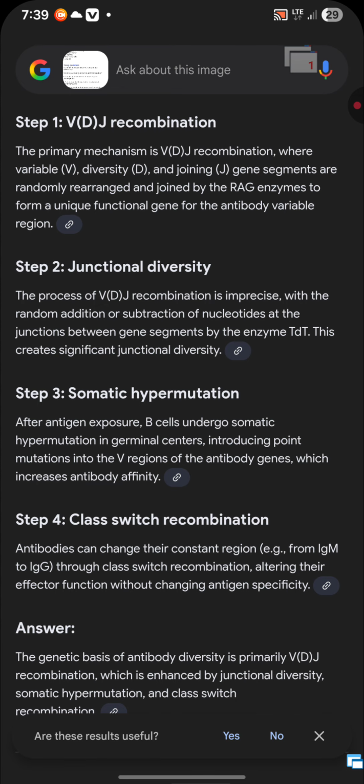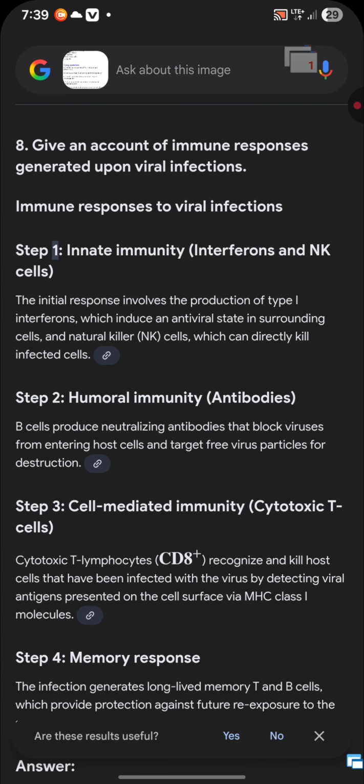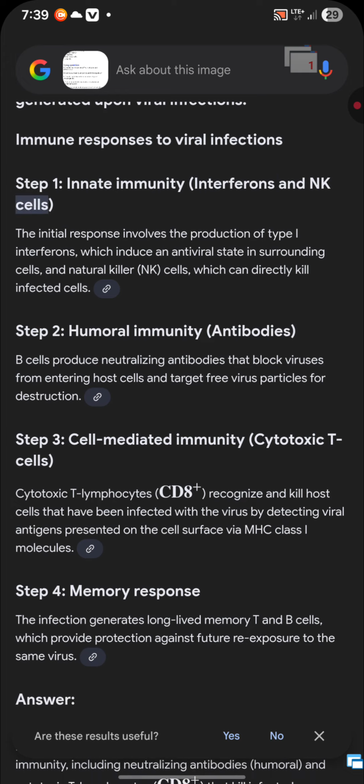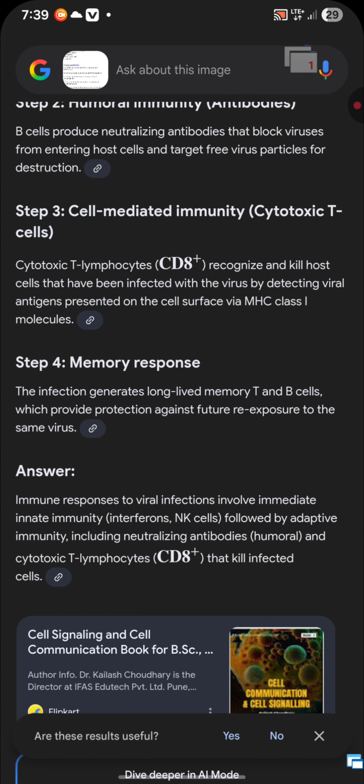8. Give an account of immune responses generated upon viral infections. Immune responses to viral infections. Step 1. Innate immunity, interferons and NK cells. The initial response involves the production of type 1 interferons, which induce an antiviral state in surrounding cells, and natural killer, NK, cells, which can directly kill infected cells. Step 2. Humoral immunity, antibodies. B cells produce neutralizing antibodies that block viruses from entering host cells and target free virus particles for destruction.